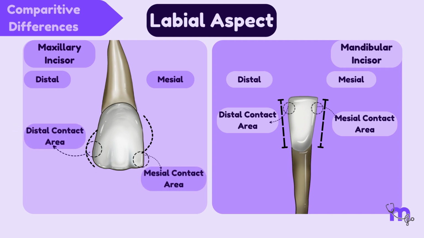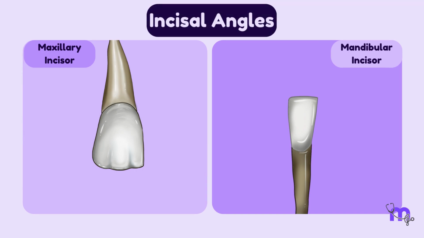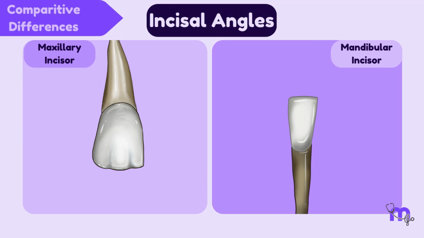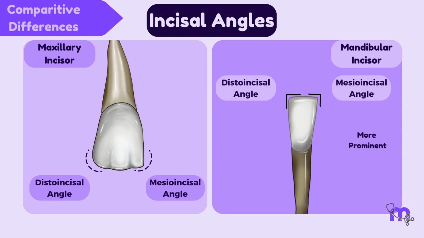Now, turning our attention to the incisal angles, we notice another comparative difference. Maxillary incisors exhibit relatively rounded incisal angles, while mandibular incisors, in contrast, feature sharper, more pronounced incisal angles.